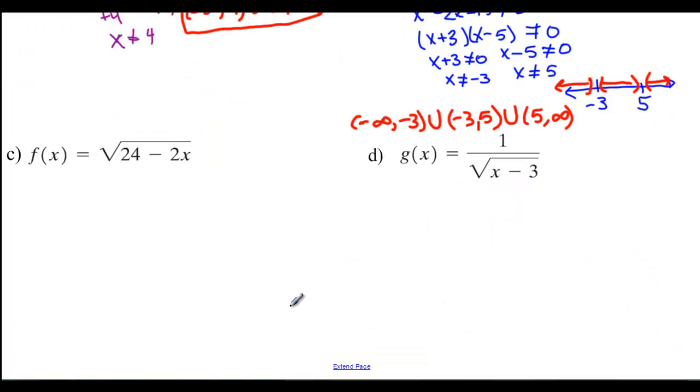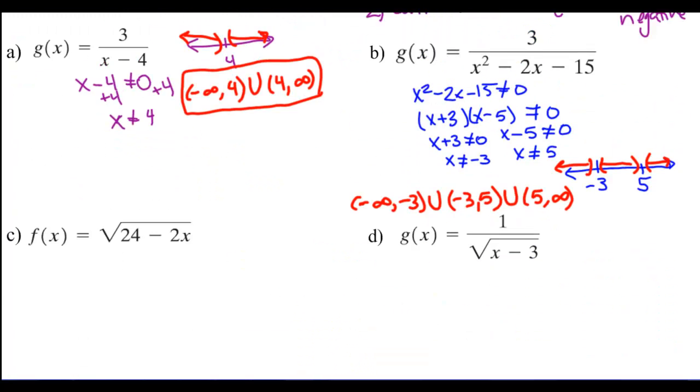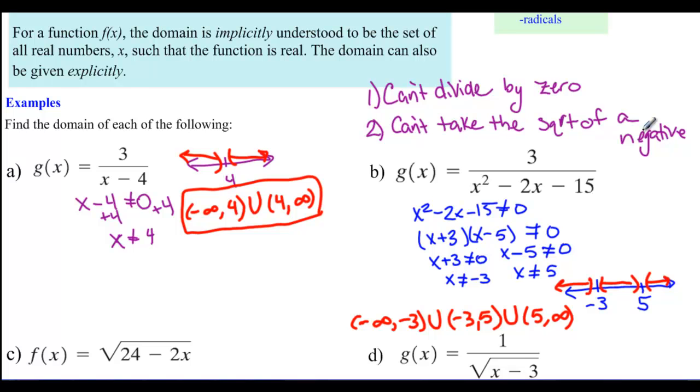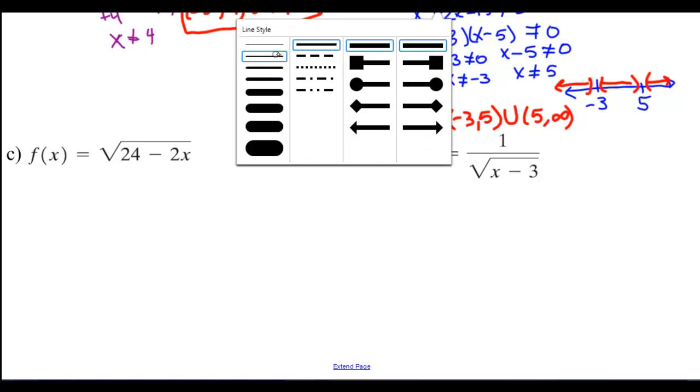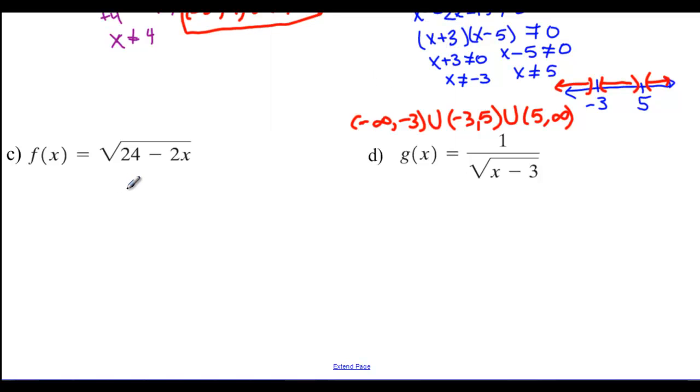For C, this is where we're taking in our second idea that we can't take the square root of a negative. So if we can't take the square root of a negative, that means that what's underneath here, that 24 minus 2x, is going to have to be greater than or equal to 0. We can take the square root of 0. Square root of 0 is just 0.